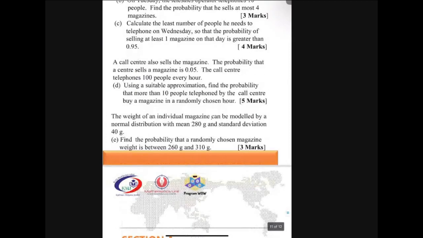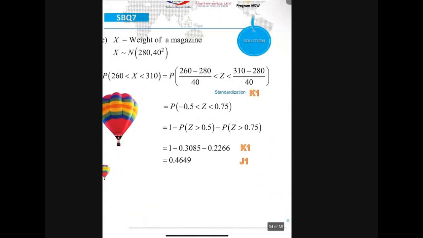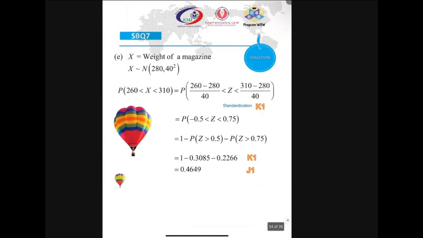And then for question E, the weight of an individual magazine can be modeled by a normal distribution. So now we have another new distribution, normal distribution, with mean 280 and standard deviation of 40. Find the probability that a randomly chosen magazine weighs between 260 and 310. Okay. So I introduce another new distribution, normal distribution with mean 280 and variance 40 squared. Okay. So the question asks to find the probability between 260 and 310.